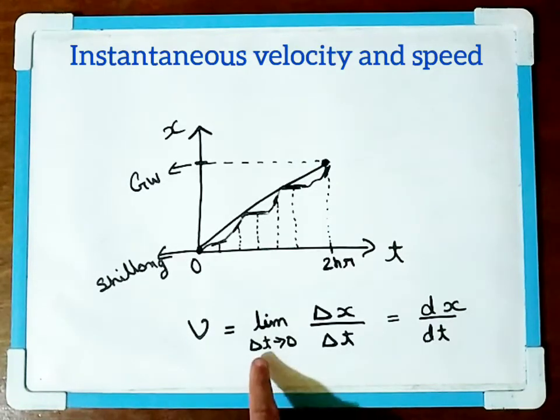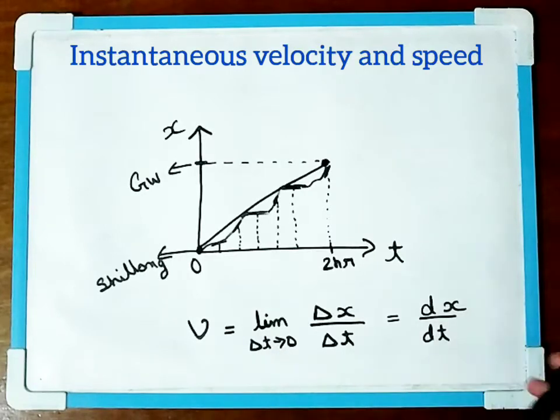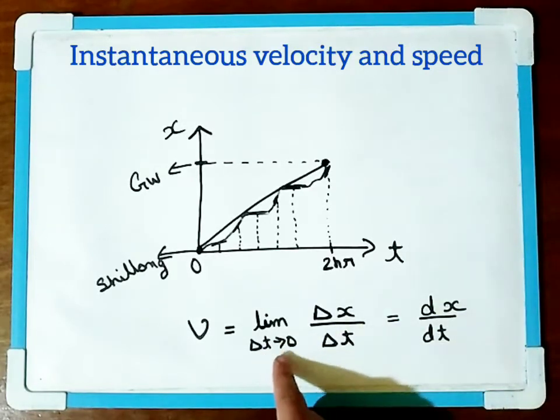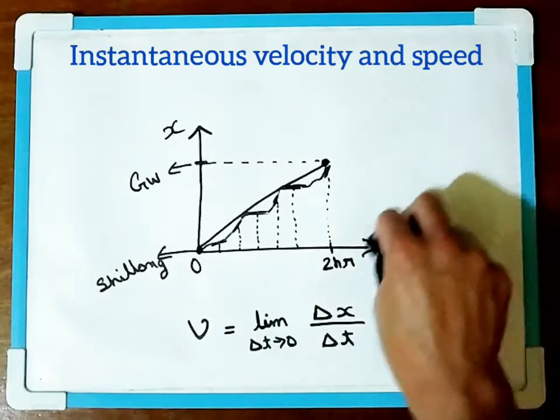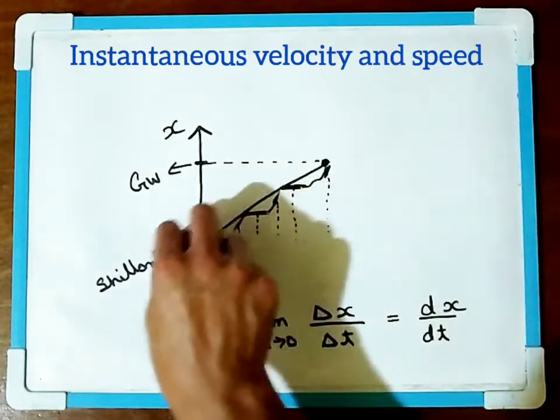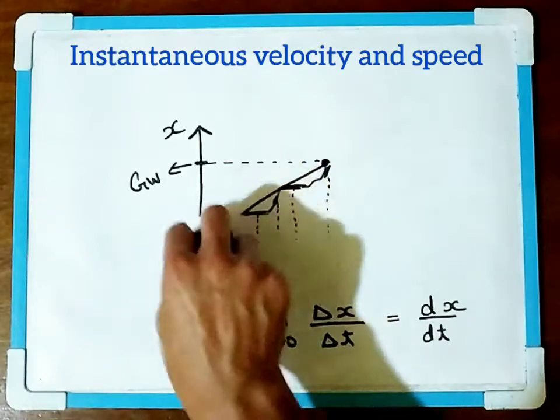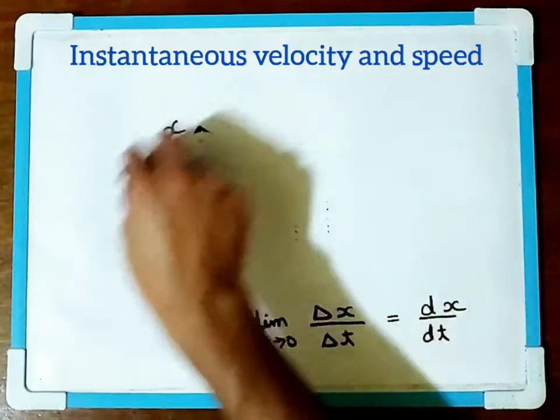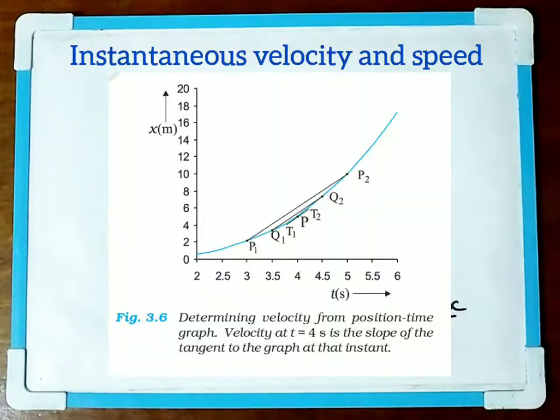Now again, to understand this concept of limit as delta t tends to 0, we shall take the position time graph. Now in the position time graph, again here the object is not in uniform motion, since the position time graph is a curve.